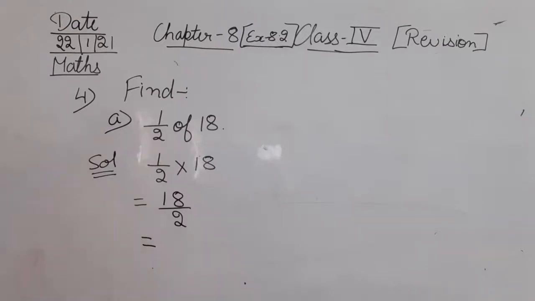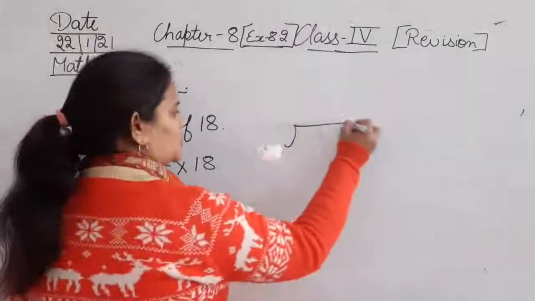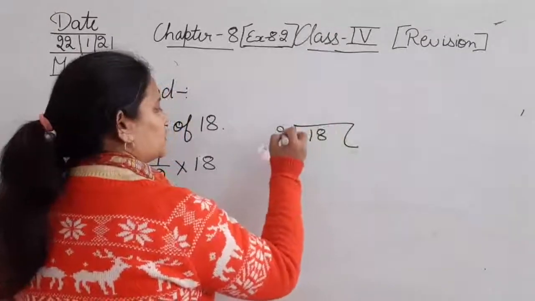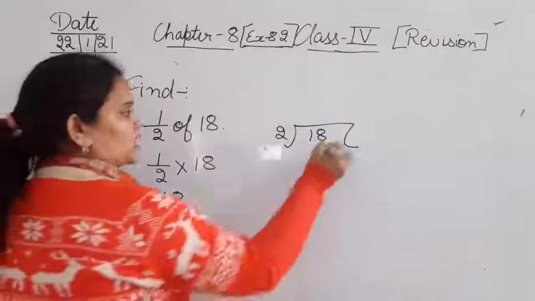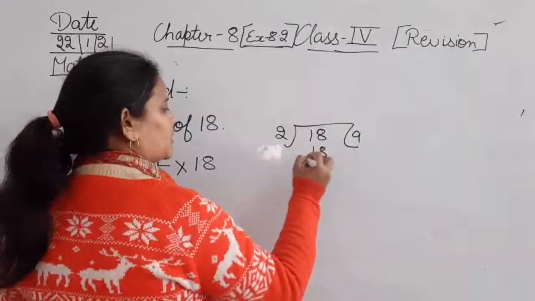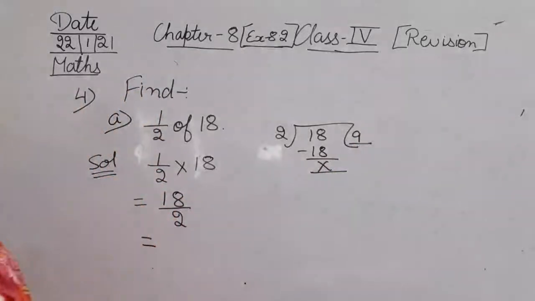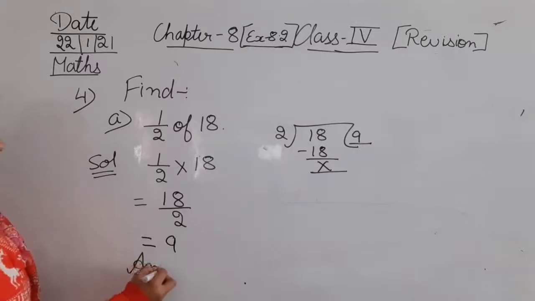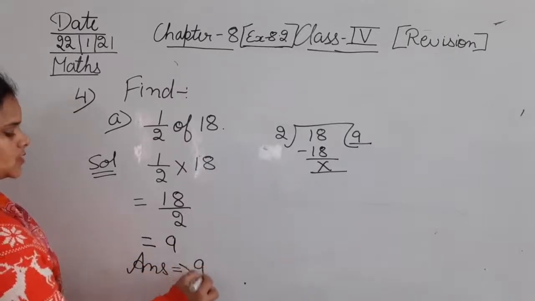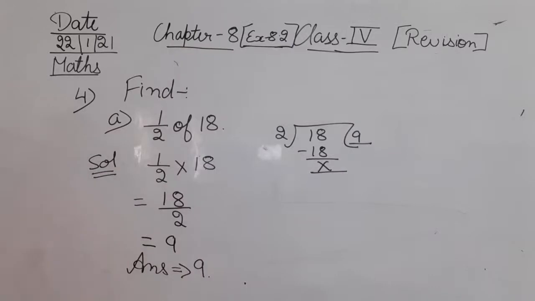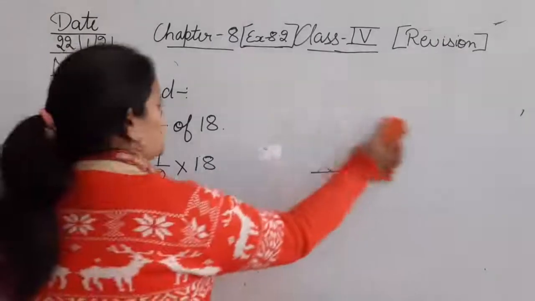अब 18 को 2 से divide करेंगे. You can do that calculation in the rough, or if you want to show in the figure, you can do that as well. 2 9s are 18. Answer is 9. Therefore, 1/2 or half of 18 is 9. Half of 18 is 9. Okay, this is half of 18.